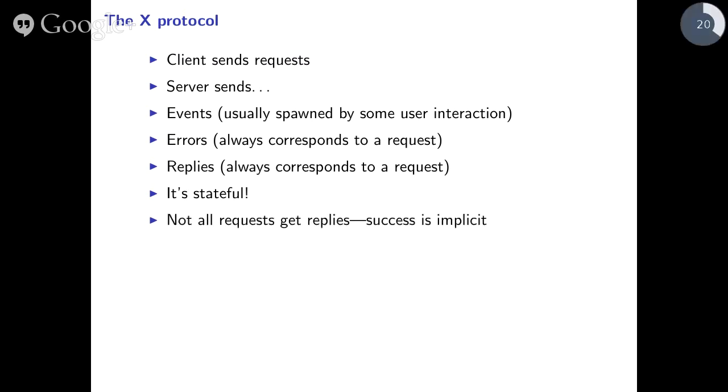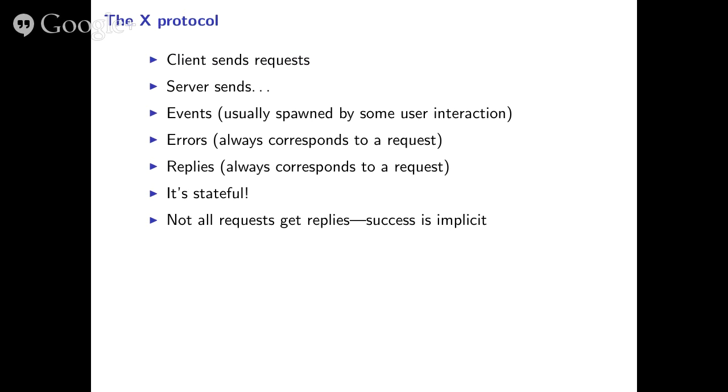To make matters worse, not all requests get replies. For instance, put image, there's no sensible reply other than success. X says, well, we're not going to tell you explicitly that that request was successful. Instead, you're going to have to infer that it was successful. How do you infer that it was successful? If you receive a reply from another request whose sequence number is greater than the request that you sent that didn't have a reply, then that implies that the previous request was successful.